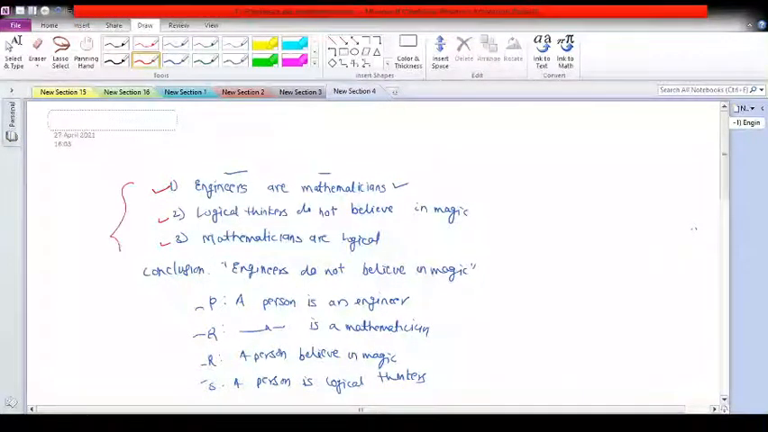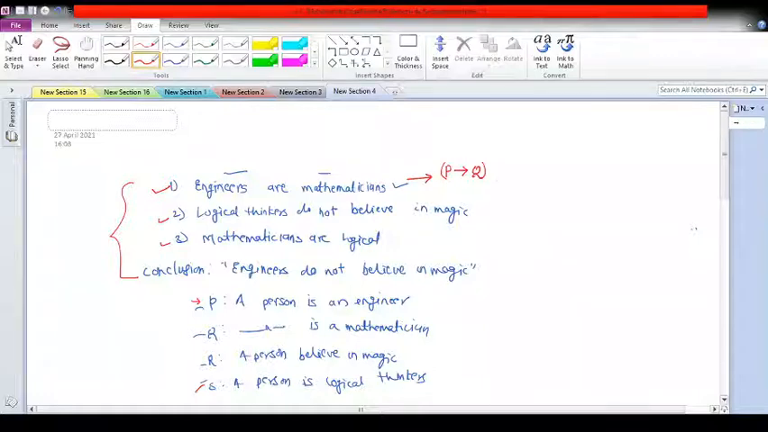Now all this I have to write in symbolic form. So in order to do that, let us define the propositions first. P, let me call one proposition, and this is defined as a person is an engineer. Q is a mathematician. R is a person who believes in magic, and S is a person who is a logical thinker. Now let us write the hypotheses using these symbols. The first is engineers are mathematicians, and this is the implication. So engineers are mathematicians means if a person is an engineer, it implies that he is a mathematician. So P implies Q will be the one symbolic form.